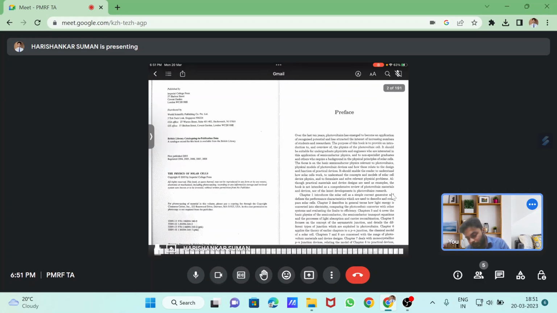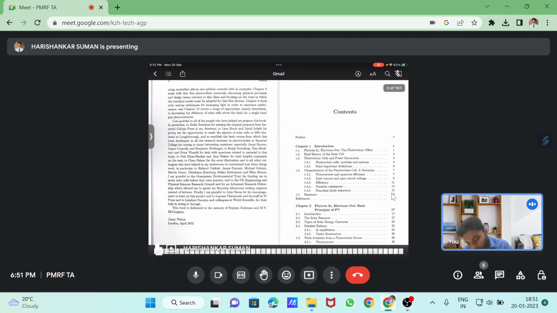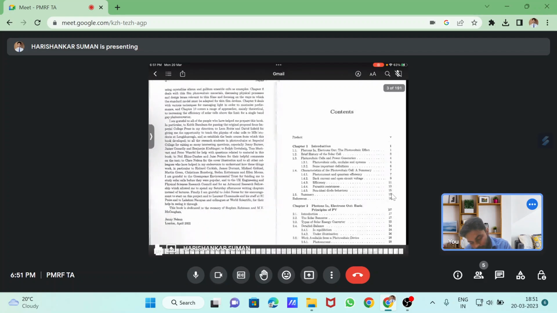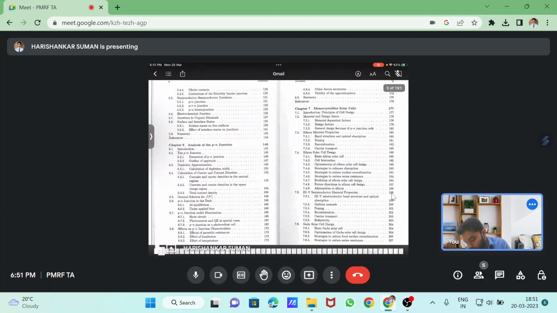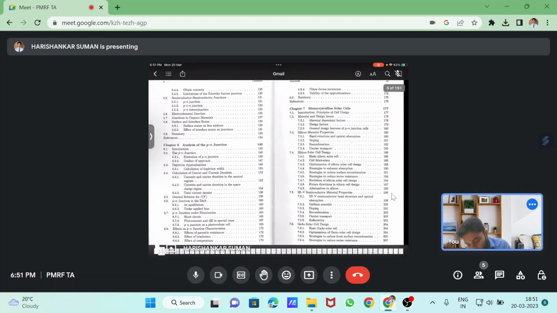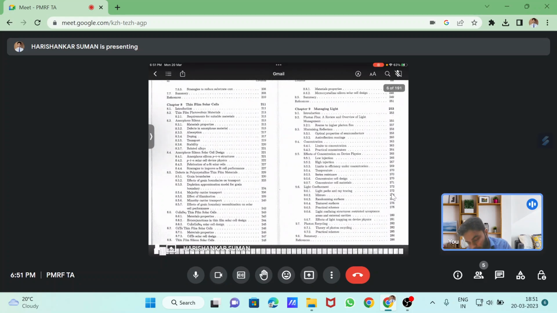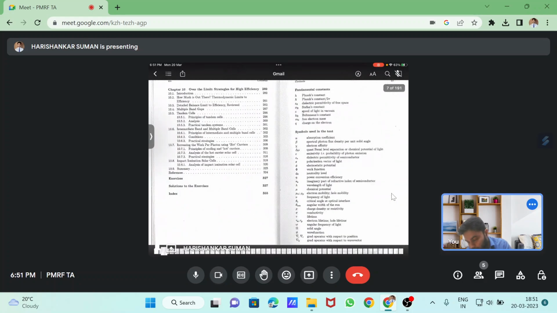In this book, first is about the photovoltaic effect, a brief history, photovoltaic solar cell power generation, characteristics of photovoltaics, then principles of PV. You can find all things related to the solar cell, the semiconductor junction, analysis of the PN junction, microcrystalline solar cells, second generation thin film, and managing light trapping.